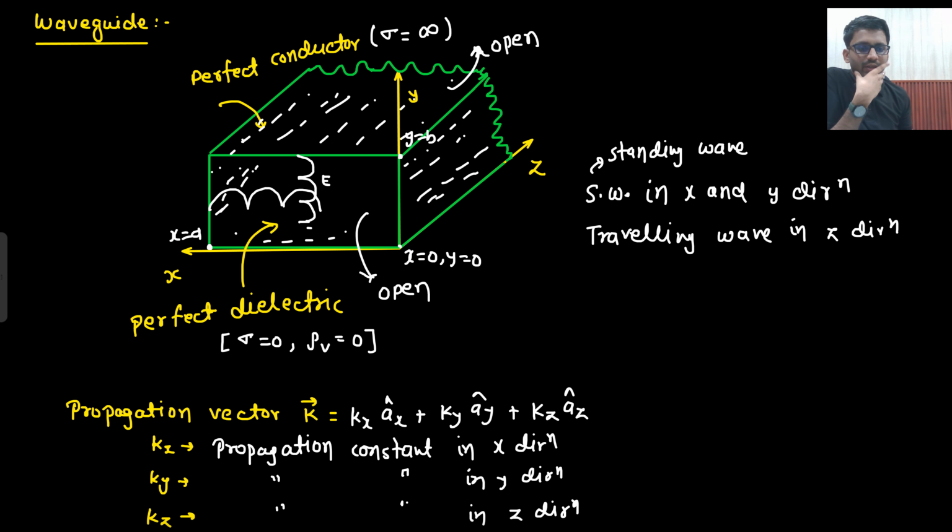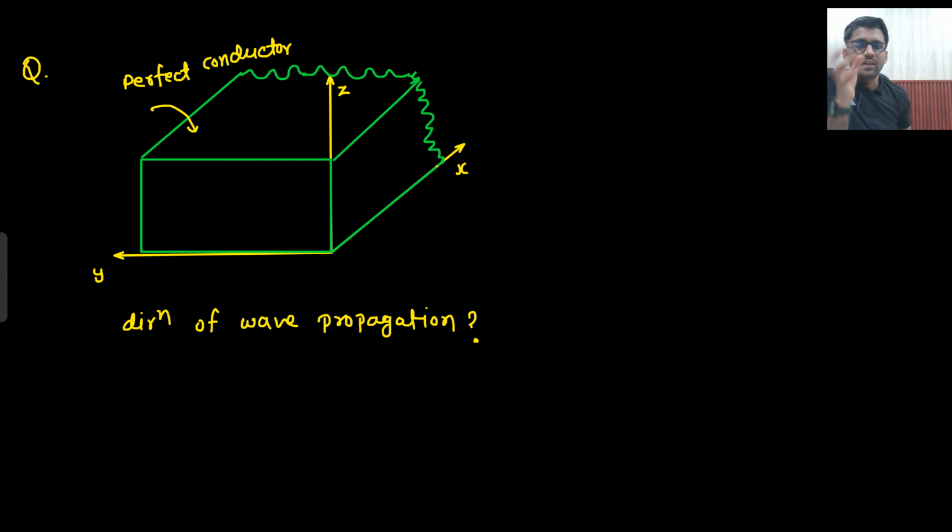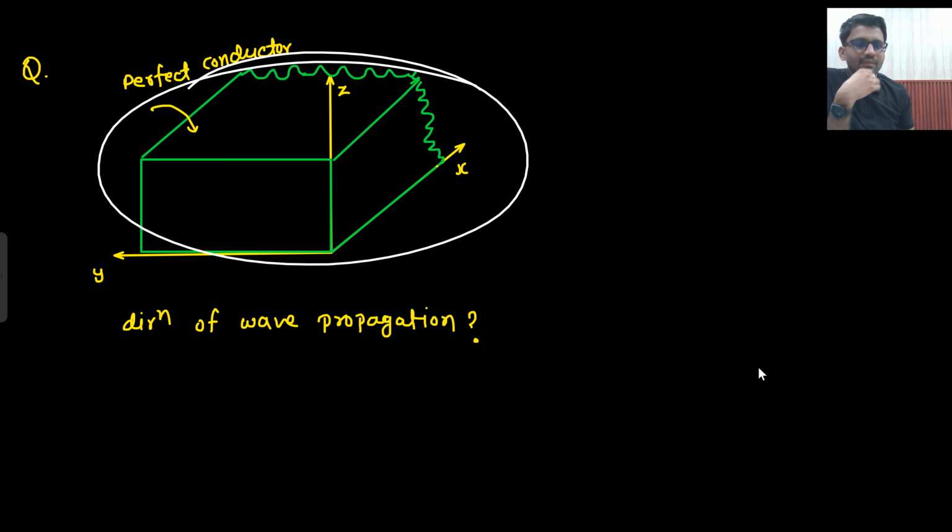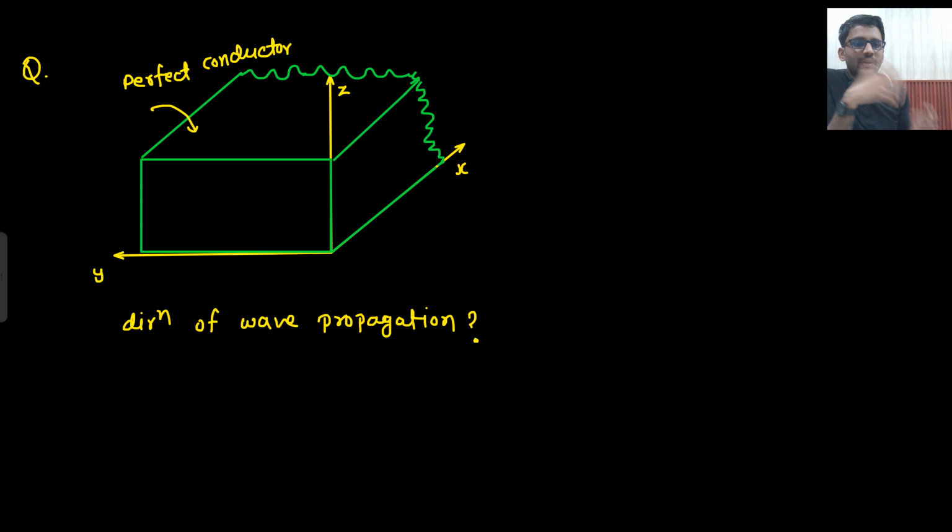Well and good. Let's see a simple question. Let me know where you will get a standing wave and where your wave will propagate. If this is your waveguide, then in which direction will your wave propagate and where will you get your standing wave? This I am calling x. This is your y equals 0, z equals 0. This I am calling z equals b, y equals a. So in which direction will you have standing waves and in which direction will the wave travel?